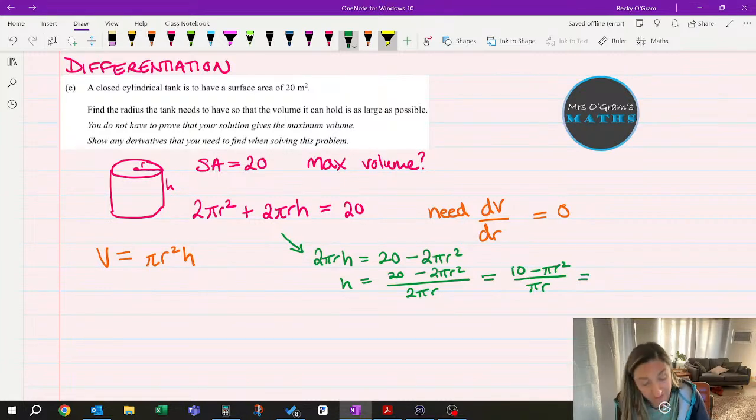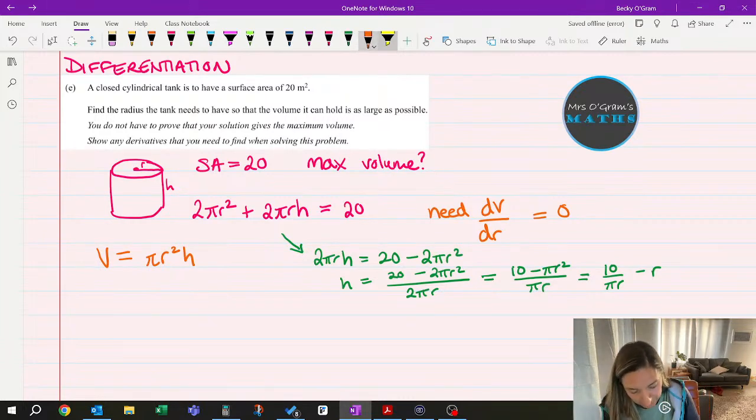And if we have the intention of doing some differentiation, we probably want those in two separate terms. So 10 over pi r minus pi r squared over pi r. Well, the pi's will cancel, the r's will simplify, and we're just left with a minus r. Okay, back to our v. And by that I mean our v, not RV. Okay, so let's go to the v, and now we can replace h with its equivalent in r.